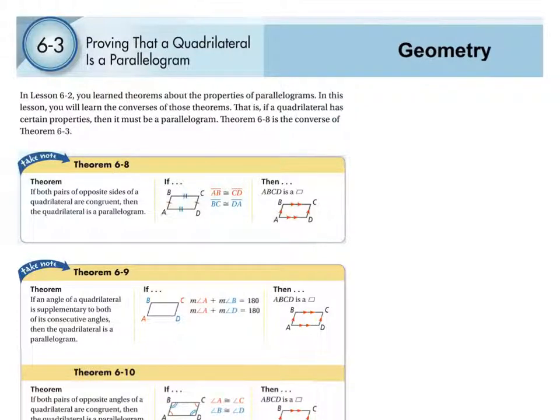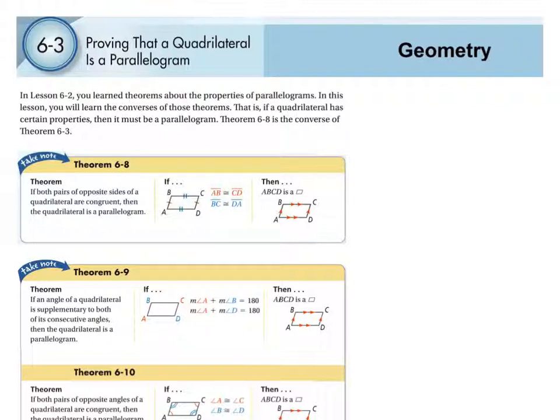Okay, in section 6-3, we are proving that a quadrilateral is a parallelogram. Now, we're not actually going to spend time writing proofs, okay? What I find to be more important here than actually writing a proof, since we already did a big chapter of writing a whole bunch of proofs, what I want you guys to be able to do is to look at a quadrilateral and tell me whether or not it's a parallelogram.